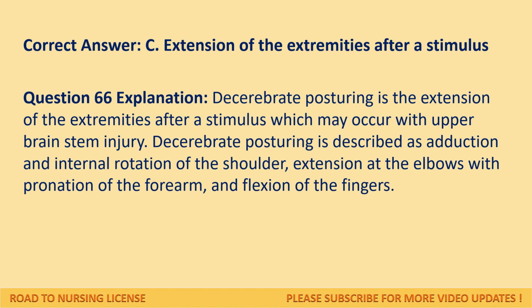Question 66 Explanation. Decerebrate posturing is the extension of the extremities after a stimulus which may occur with upper brainstem injury. Decerebrate posturing is described as adduction and internal rotation of the shoulder, extension at the elbows with pronation of the forearm, and flexion of the fingers.